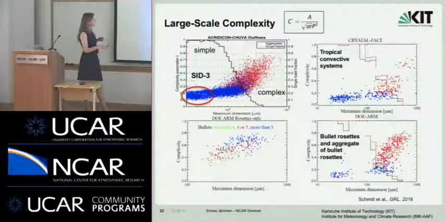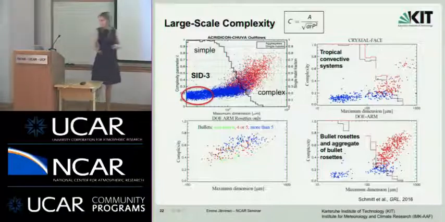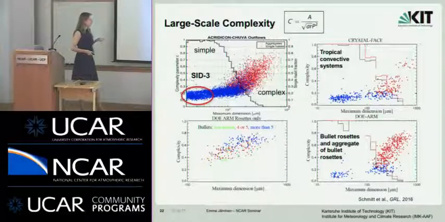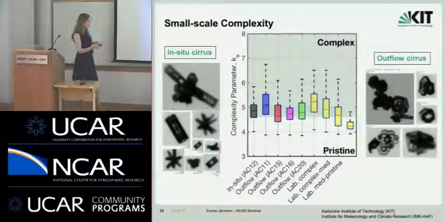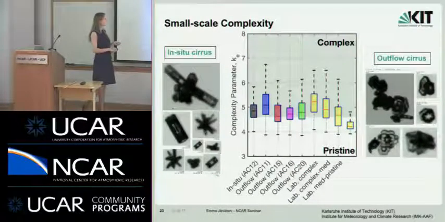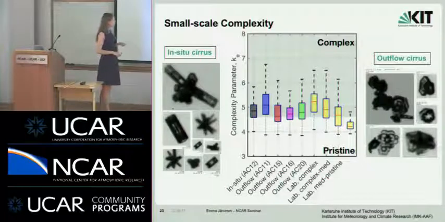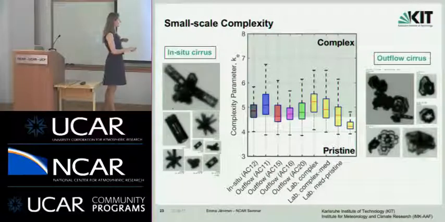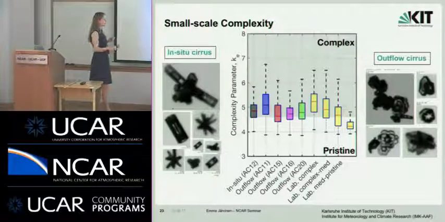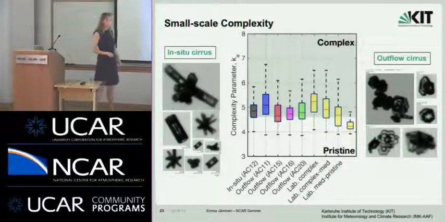But in the small particle range, we can now use the C3 measurements to also determine if these smaller single habits are also complex. So again, we did this, and here is again a histogram of the complexity parameter for different cases. What I want to highlight here is that if we have an in-situ cirrus compared to the outflows, again with totally different ice crystal habits, we really don't see that much difference in the small-scale complexity.